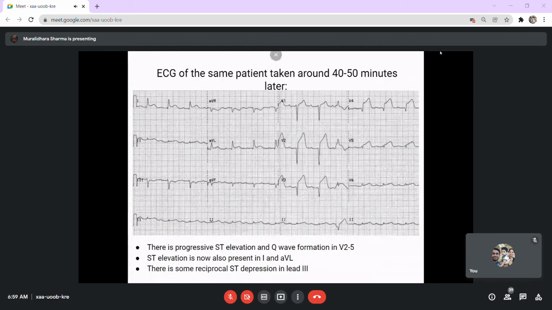Now, this is a recording from the same patient, taken after about 40 to 50 minutes. What happens is the AV block has become almost complete there, and hence the rhythm of the QRS complexes has been altered.